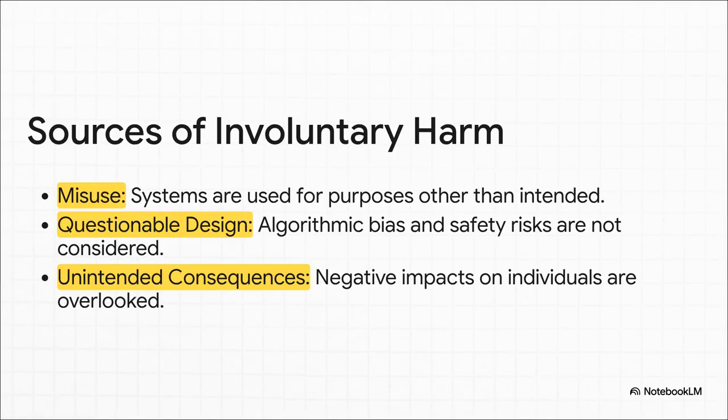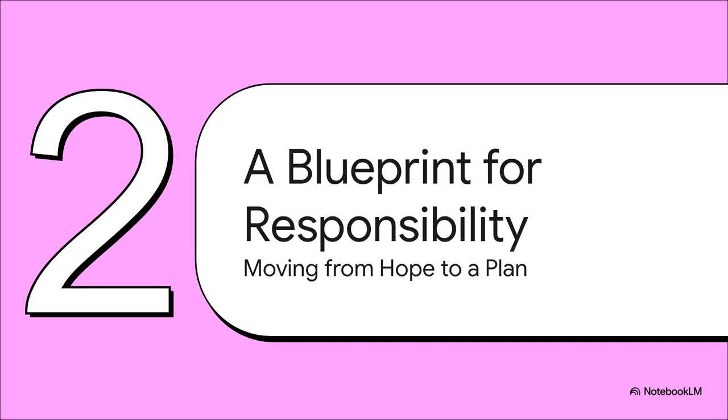So how does this even happen? Well, it usually comes down to one of three things. First, you've got misuse. That's when a system built for one thing gets used for something totally different, often with really bad results. Second, there's questionable design. This is the technical stuff, where things like algorithmic bias slip in because they weren't on the radar during development. And finally, there are the unintended consequences. This is what happens when you don't fully think through the ripple effects a system might have on actual people and their communities.